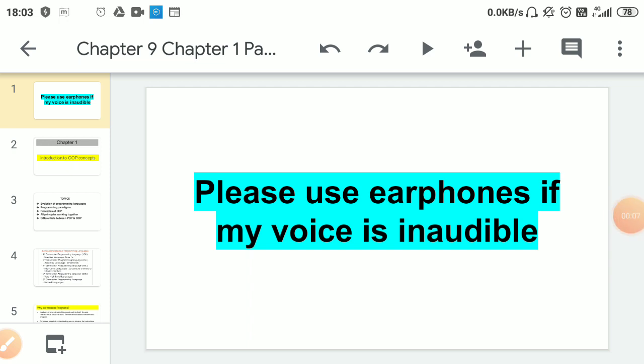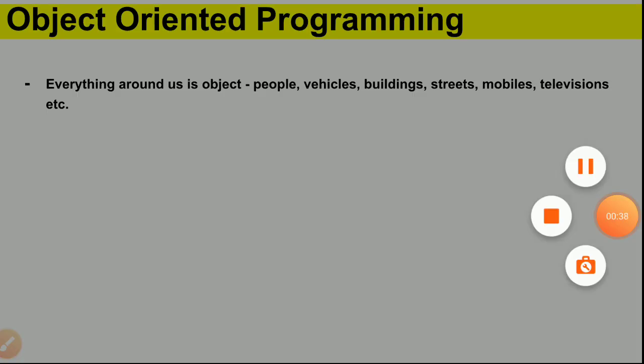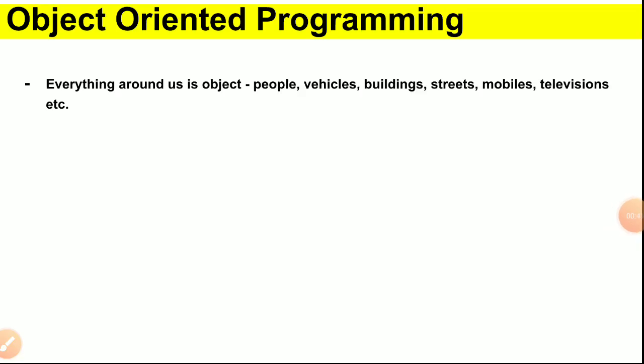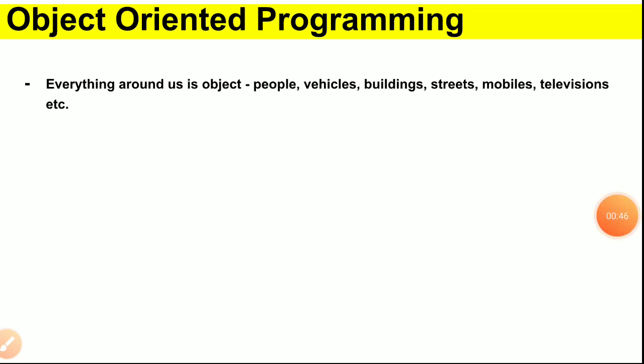Last time we discussed procedure oriented programming and today we'll be looking at object oriented programming. So the first thing we need to understand in object oriented programming is what are objects. Everything around us, be it people, vehicles, buildings, streets, mobiles, televisions, etc., whatever you can think of, is an object. As soon as you talk about an object, it will have two things associated with it. They are properties and behavior.